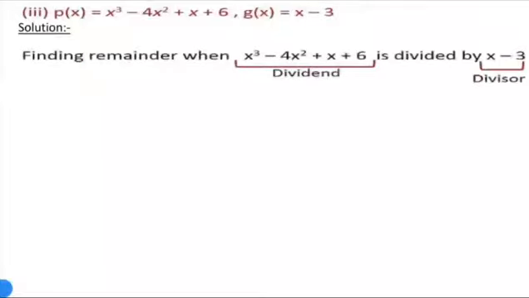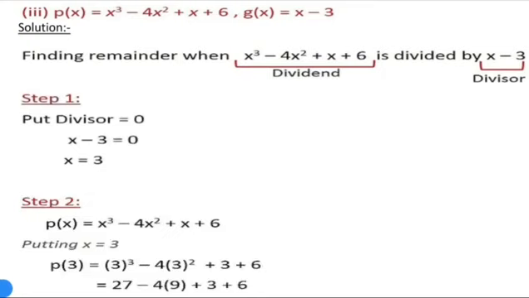Here the dividend is p of x and divisor is g of x. Repeat the steps. In step 1, we are going to put divisor equals 0. That means x minus 3 equals 0. x equals 3. So now we are going to put the value of x in the p of x in step 2, so that p of x equals x to the power of 3 minus 4 into x to the power of 2 plus x plus 6.